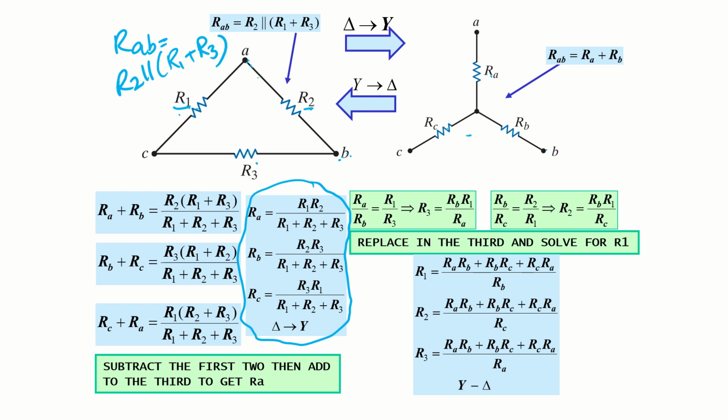Similarly, if you want to go from Y to delta, we can use this set of equations for the transformations. Labeling them, in delta this is R1, R2, and R3. In Y, this is RA, RB, and RC. Put in the numbers here and we can find the values. So this way we can do the transformations.